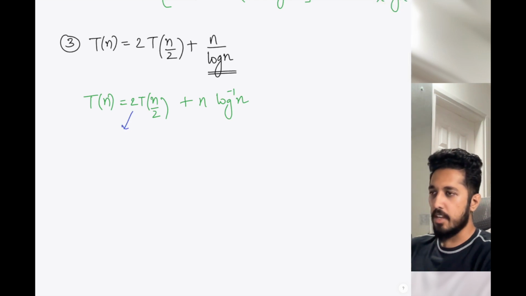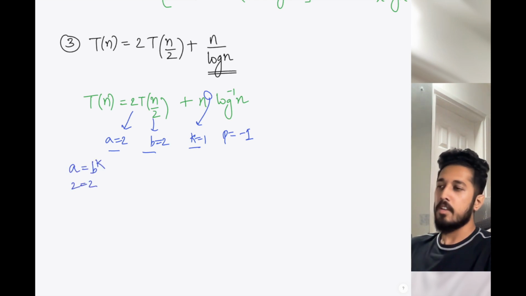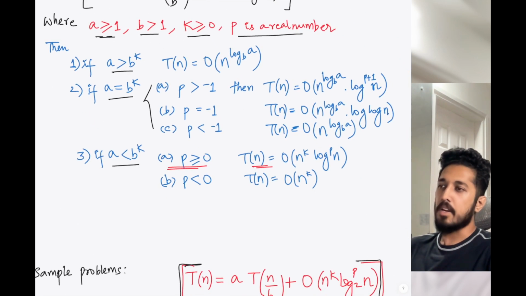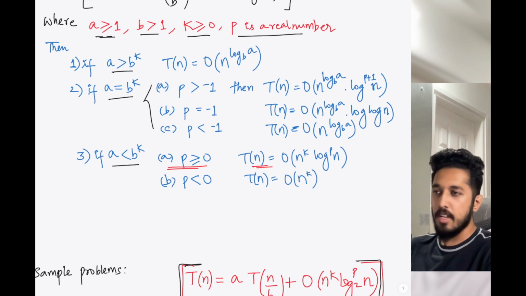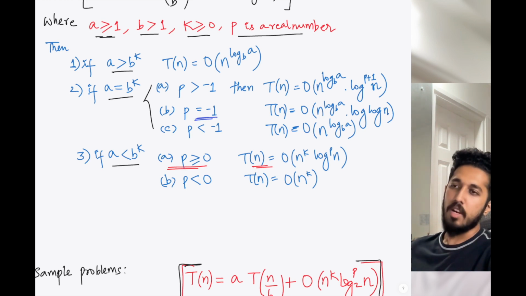So we know that a is equal to 2, b equals 2, k equals 1, p equals -1. Now if we compare a and b power k, here a is equal to b power k, which is 2 equals 2. Now if we get back to the master theorem and see which subcondition is being applied, our p is equal to -1, which is the second subcondition. Therefore, T of n is equal to n power log base b a into log of log n.